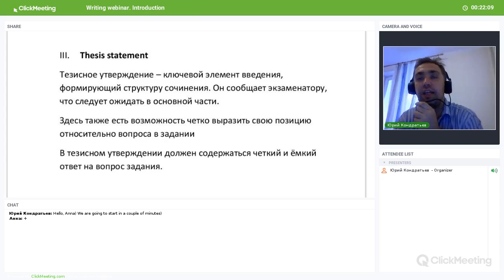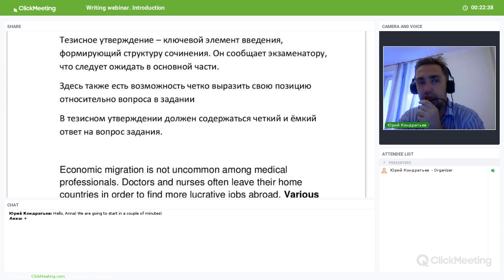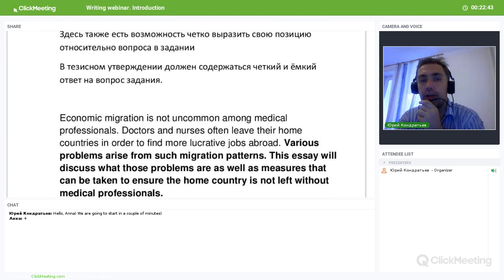Thesis statement is actually the key element of the introduction, which forms the structure of your essay. And by reading this thesis statement, the examiner knows what he or she can expect. Sometimes, if you're asked for your opinion, you can also express your opinions here, and not in the first sentence of the essay. So in the thesis statement, you should have a clear answer to the question. It should be short and clear and precise.